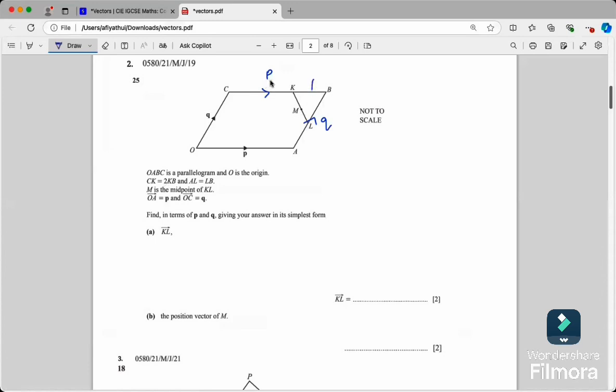So if this is 1, this will be 2. If you're converting into the fraction, it is 2 by 3. So 2 is to 1. It will become 2 plus 1 is equal to 3. So 2 divided by 3 and 1 divided by 3 for the KB. So to find out the KL, you can go from K to B and B to L, isn't it? K to B and B to L. So you can say KB is 1 over 3 on the line CB.